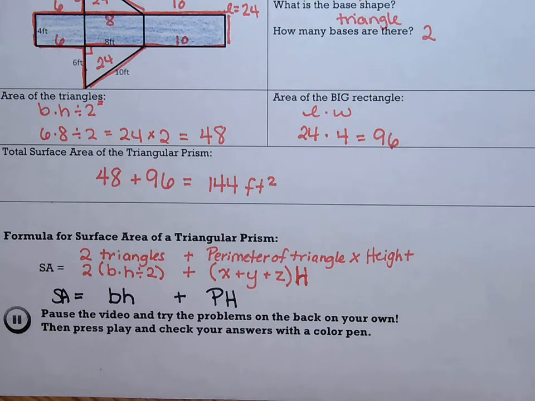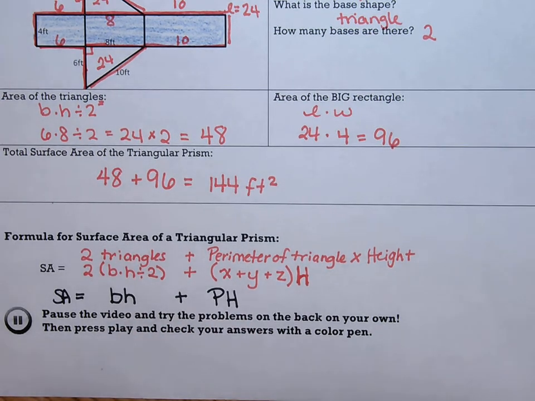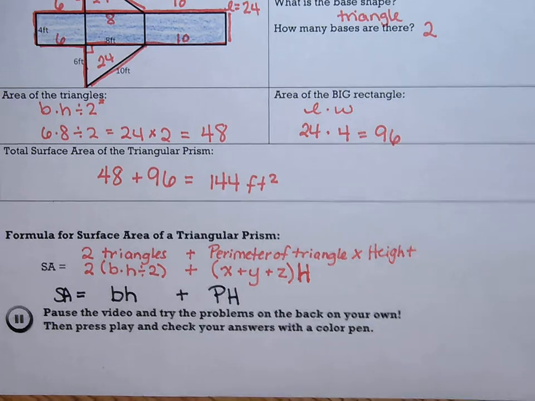So saying all that, use your formula and pause the video and try your U-tries using your formula, or again you can just break it down into your sides and add all your sides together.